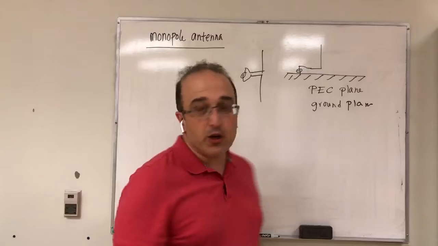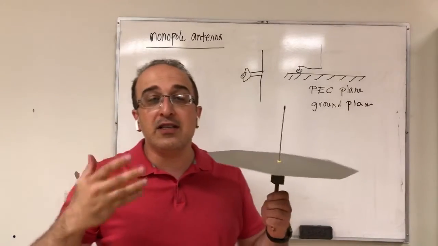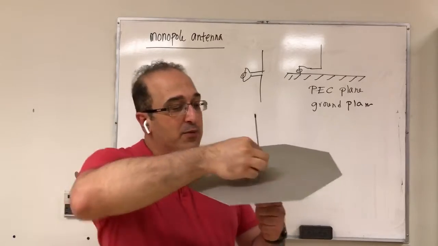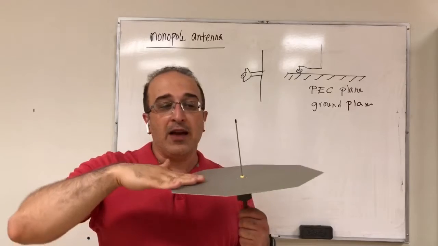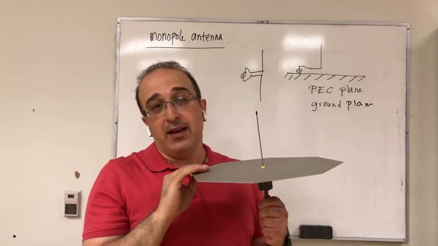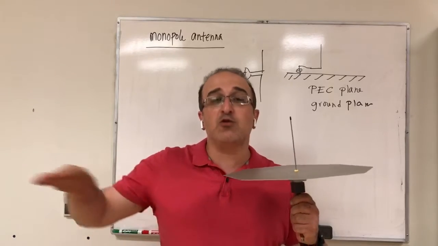Now, if I want to show you a monopole antenna, this is the monopole antenna that you're going to see in the videos of the lab. So this is just one arm, as you see. This is only one arm, and this is the metallic plane, or ground plane. In my discussion today, I'm assuming that this goes to infinity.